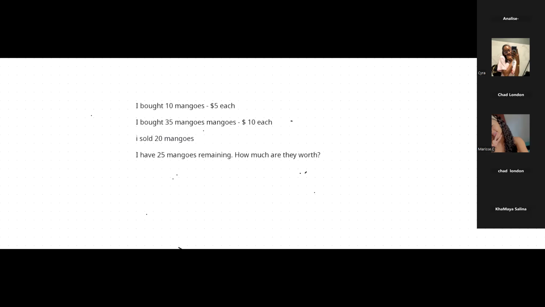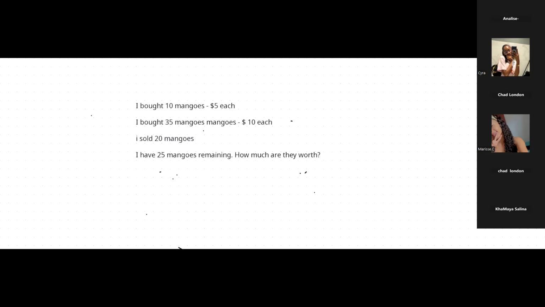When I said I sold 20 mangoes, did I sell 20? Did I sell any from the ones that were worth $5? Did I sell any from the ones that were worth $10? Did I sell all from the ones that were worth $10? There's so much information I left out. Any answer that I give would be a guess. Right? Yes, Maurice.